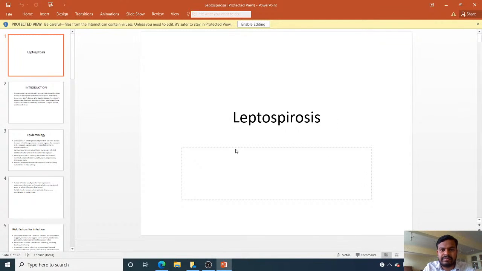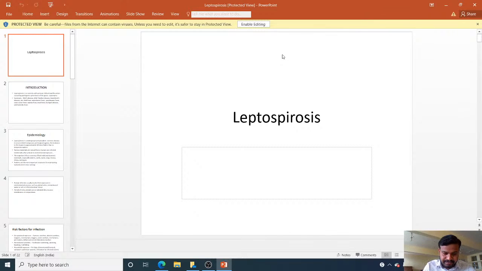Today we have a small topic. As I told, I'll be discussing infectious diseases and hematology. Today is another topic from infectious diseases, which is leptospirosis.